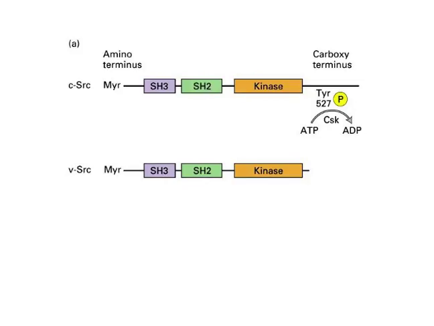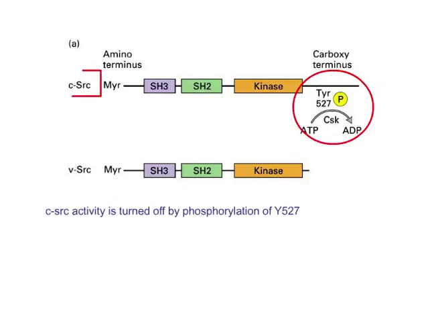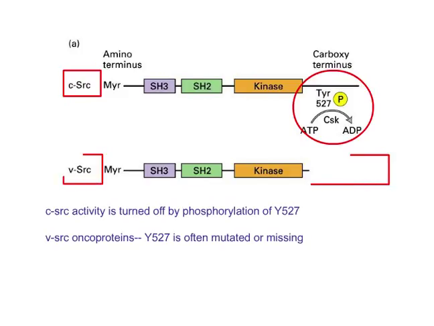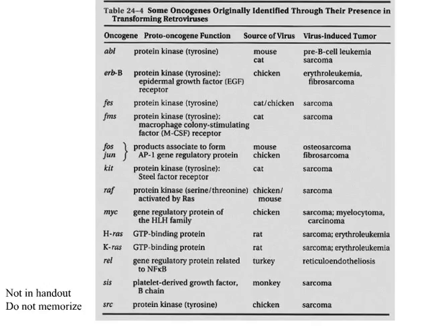The cellular Src protein is a tyrosine kinase whose activity is modulated by phosphorylation of a critical tyrosine residue located in its carboxy terminus. When this tyrosine is phosphorylated, Src is switched off. V-Src, or viral Src protein, often has a deletion of the carboxy terminus. This deletion removes that critical tyrosine residue, resulting in a Src tyrosine kinase that cannot be switched off.